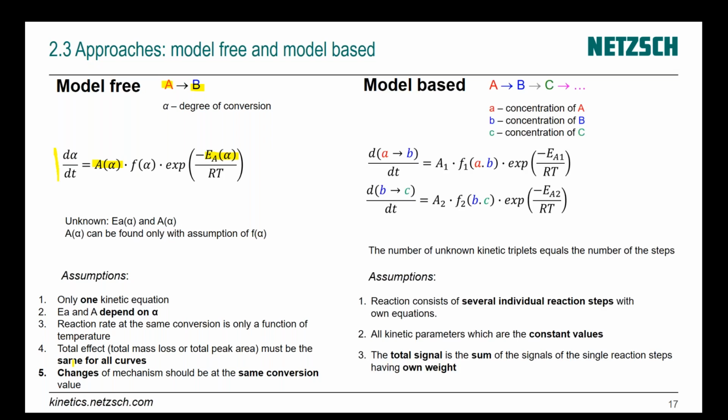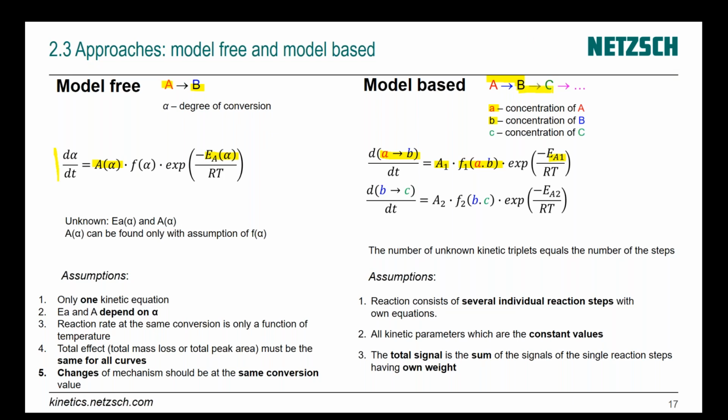Another one is model-based. Here we speak about a real individual chemical reaction which happens during the complex process. We have intermediate reactants and we have intermediate steps. And if we have the first step, A goes to B with some concentrations of A and B, then we have a first chemical reaction for this step. It has its own activation energy, its own pre-exponential factor, and its own type of reaction depending on the current concentration.